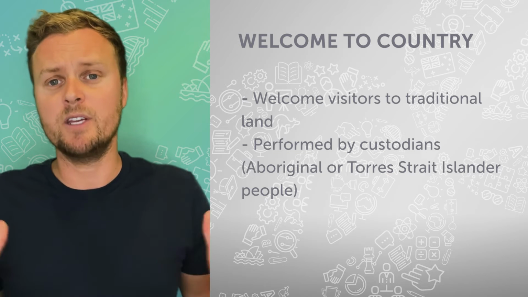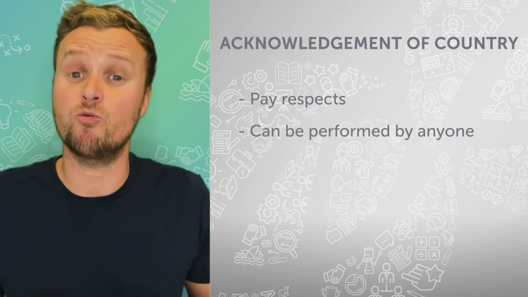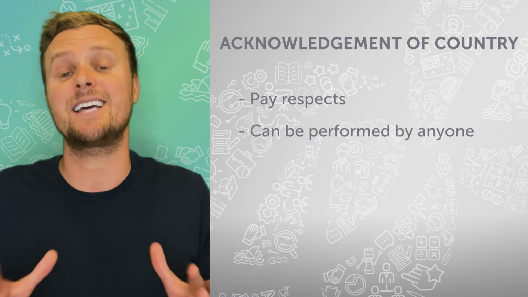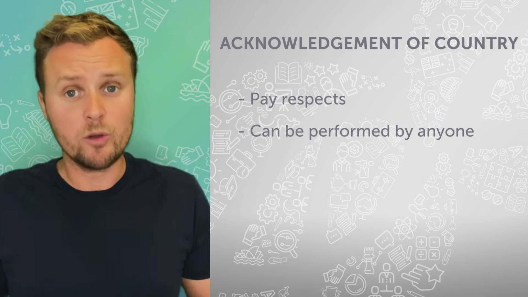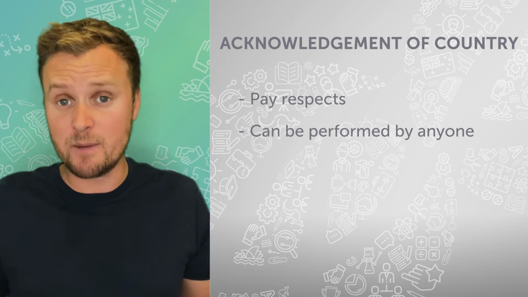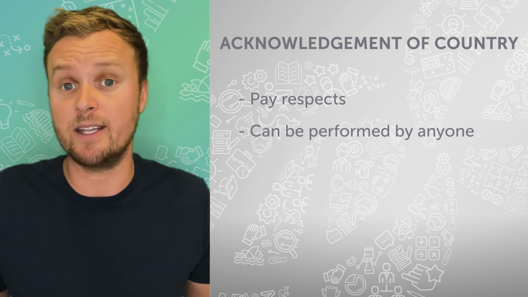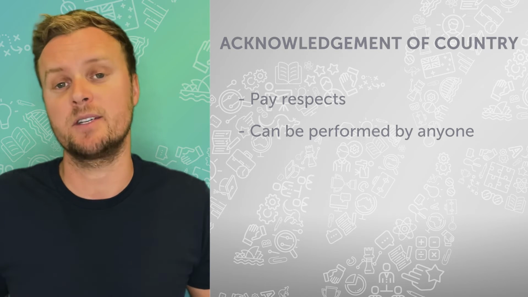It's usually the first item in the agenda of a public event, such as a conference or an important sports event. On the other hand, an acknowledgement of country is an opportunity to recognise that that event is happening on Aboriginal or Torres Strait Islander land, and can be done by anybody who wants to pay their respects. Even if at meetings or events, it's usually done by the person in charge.